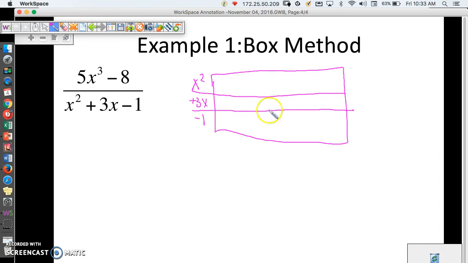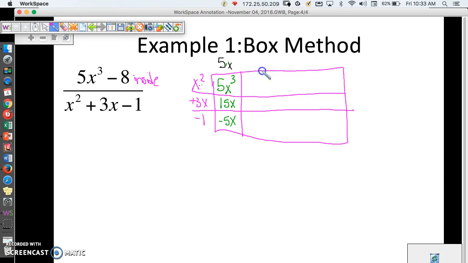And our goal is to figure out this other factor on the outside. And I usually just write one column at a time here. So we know that there is a 5x cubed on the inside. Well, now we have to figure out the outside. Well, x squared times what gives you 5x cubed? Well, that's 5x. And now we multiply it out. So 5x times x squared gives us that. 5x times 3x is 15x. 5x times negative 1 is negative 5x.